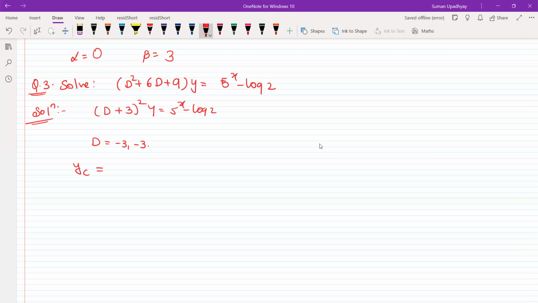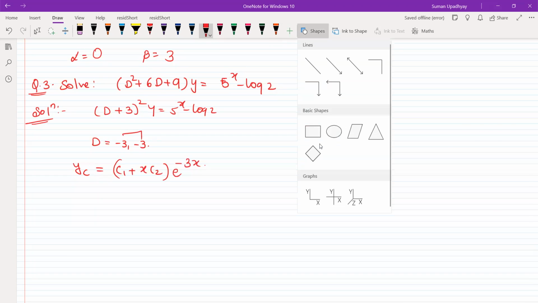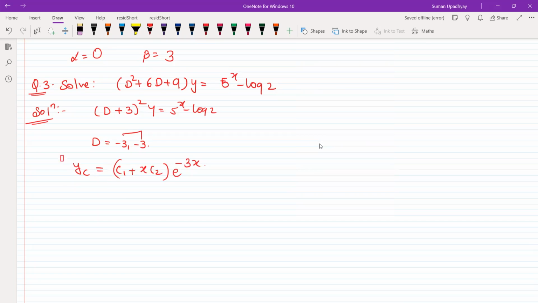They are the same. So what will be the formula for yc? Both the roots are the same. Then what is the formula for yc? Ma'am, c1 plus x c2 e raised to m x. Is this right? Yes, ma'am.